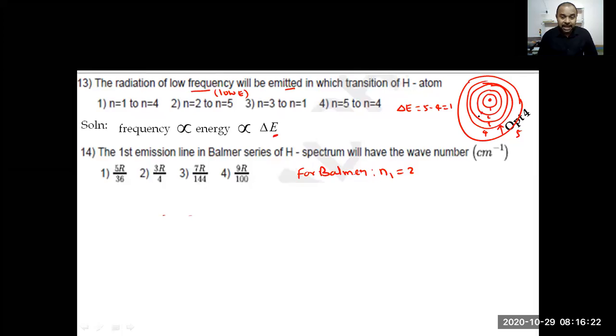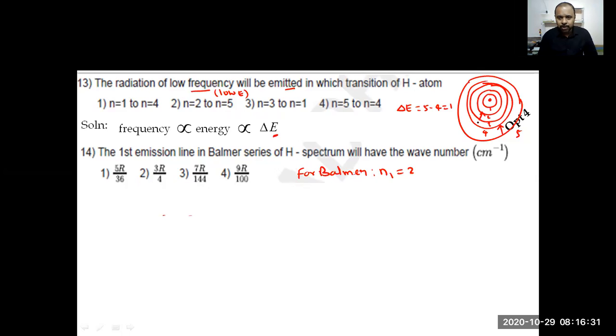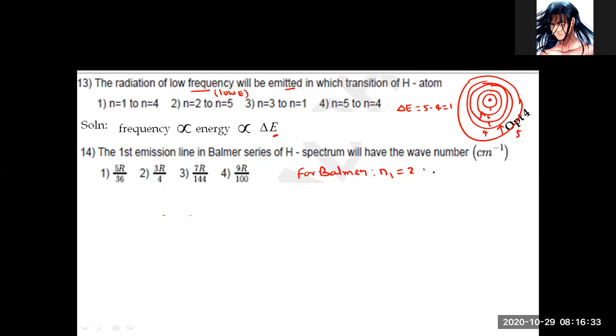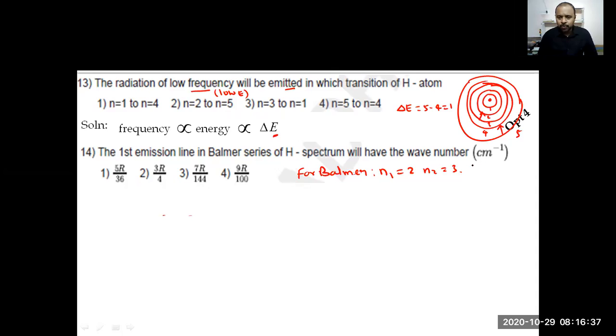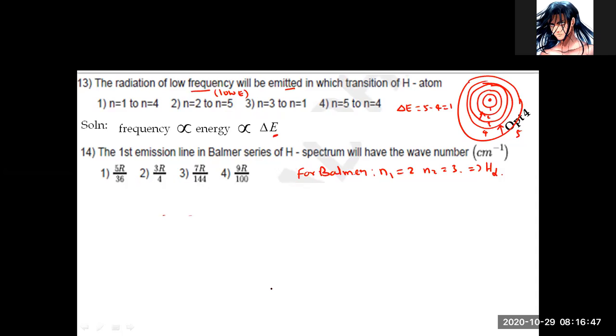Yes, sir. First line means what? The first line is possible when the electron jumps from the third energy level to the second energy level. So what is N2 therefore? Sir, 3. When the electron goes from 3 to 2, it is called the H alpha line. They're asking about the H alpha line. First line means H alpha, second line is H beta, third is H gamma, fourth is H delta.